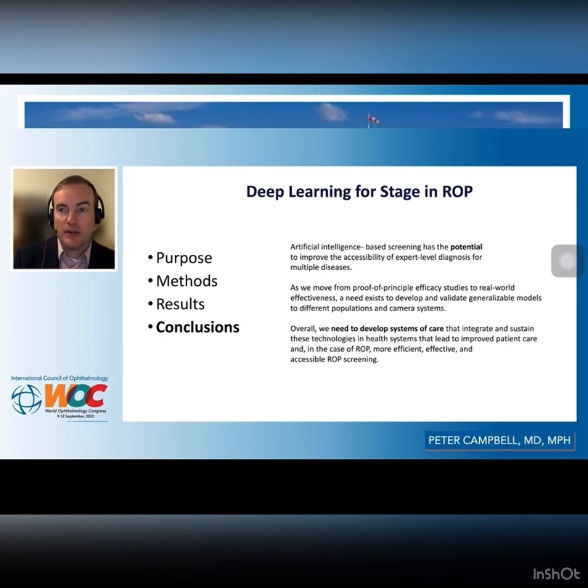This paper demonstrates that training on more diverse and heterogeneous data sets with respect to the intended use population not only improves external generalizability, but actually improved internal performance as well. Finally, overall, in order for these systems to be effective, we need to develop systems of care that integrate and sustain these technologies in health systems that lead to improved patient care and, in the case of ROP, more efficient, effective, and accessible ROP screening.